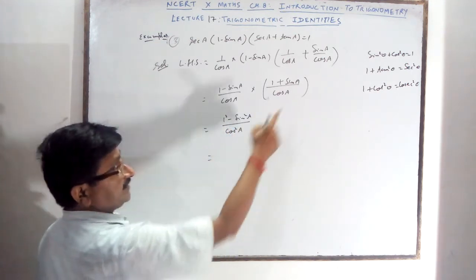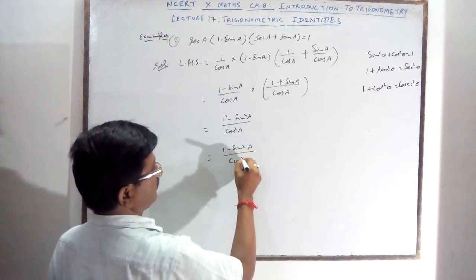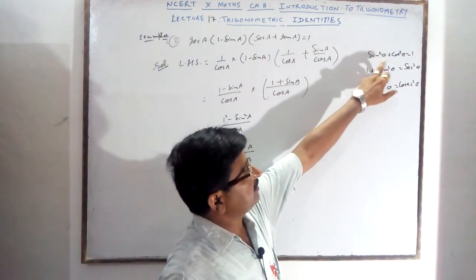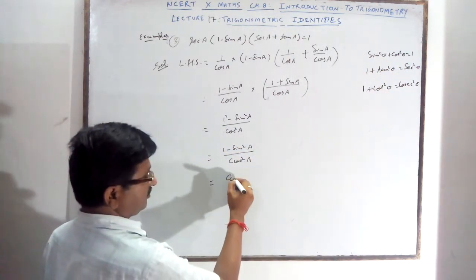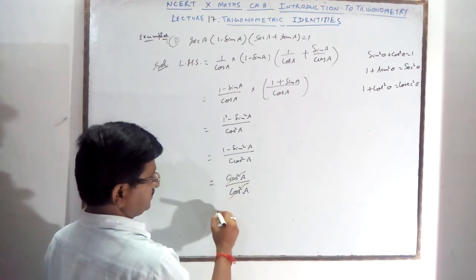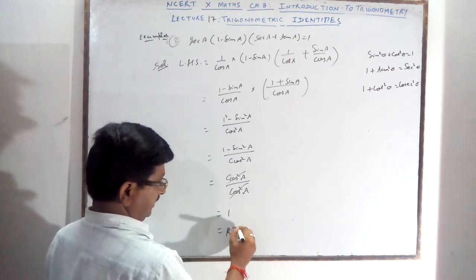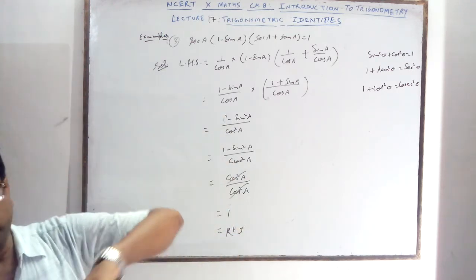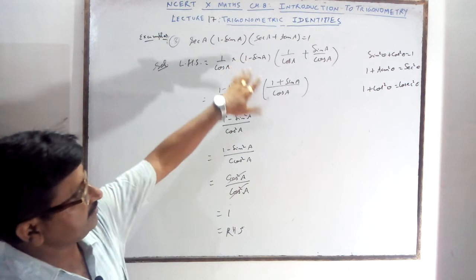By that identity, 1 minus sine square A upon cos square A you are getting, and we know by the identity that 1 minus sine square A is cos square A. So here you can write cos square A by the first identity, and denominator also cos square A, both cancel, your answer is 1. It is the right hand side. You are getting it very simple. Simply you are getting 1 upon cos A, 1 minus sine A, only changing, multiplying and getting.